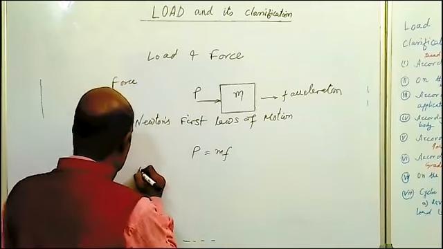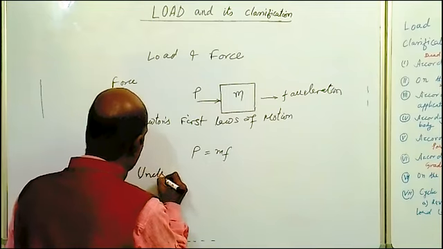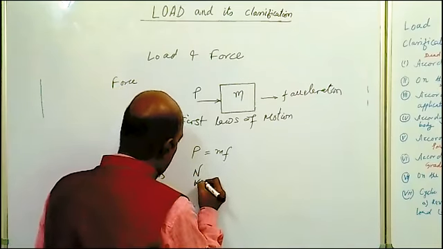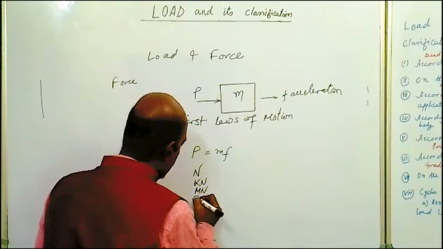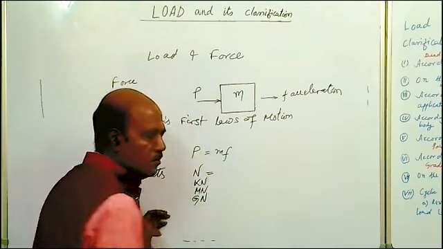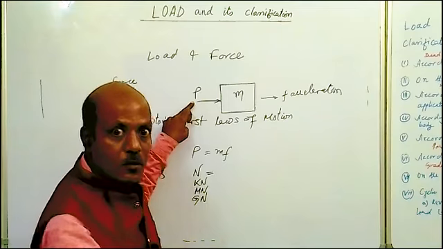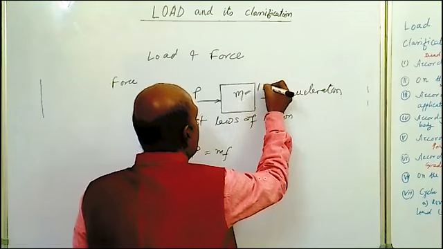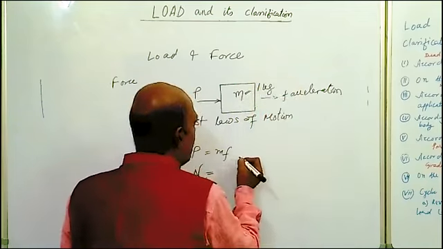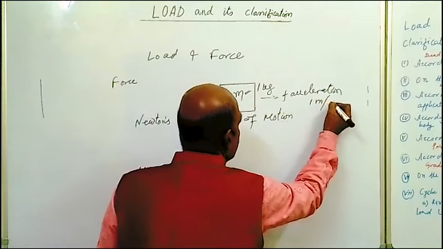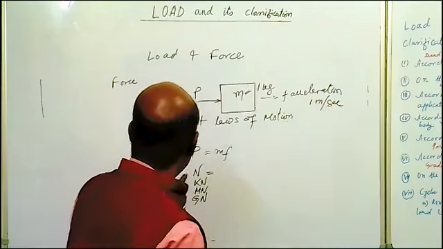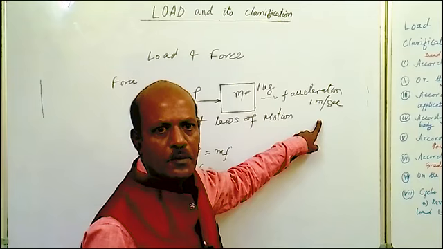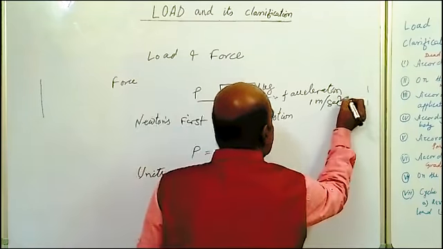If we see the units, the unit of force is given by Newton, kilonewton, meganewton, or giganewton. Now what is Newton? It is that force which, when applied over a body of mass 1 kg, produces an acceleration of 1 meter per second square.